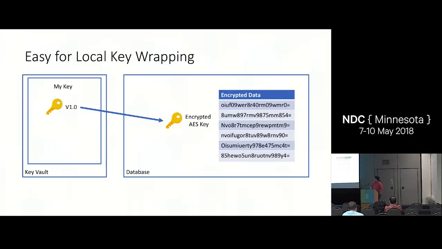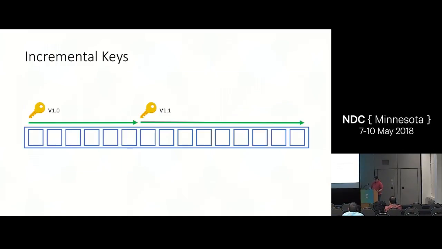So this is what we just looked at. You've got a key in the Key Vault, which might be version 1, and you use that to encrypt your AES key. You might remove that key and create a new one, which is key 1.1, which means you just need to re-encrypt that one local key. The rest of your data doesn't need to be touched. But another thing you can do is something called incremental keys, and I'll give you an example of where I've used this in a minute.